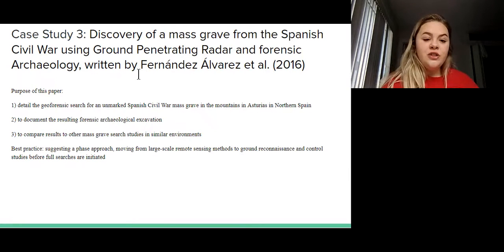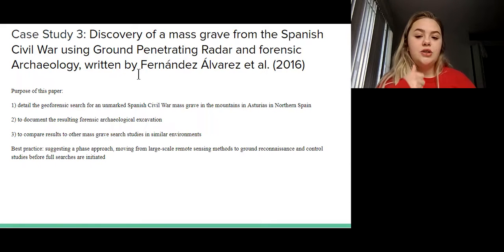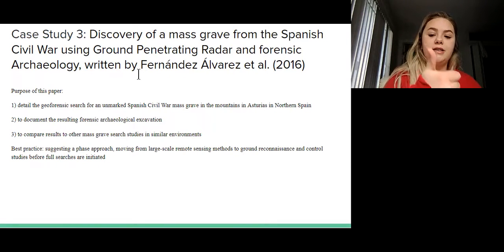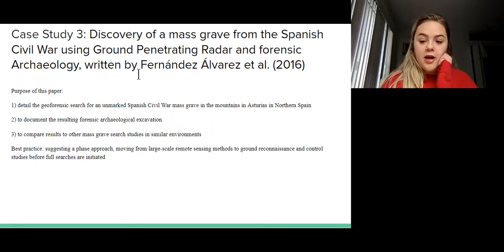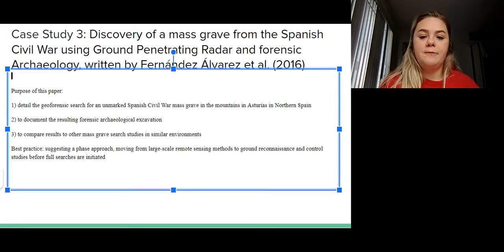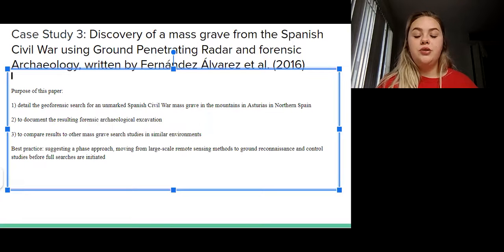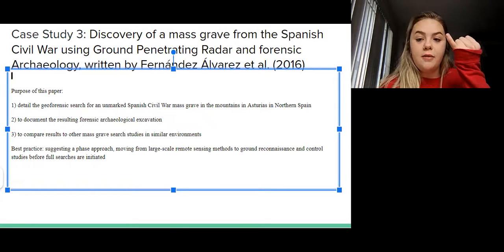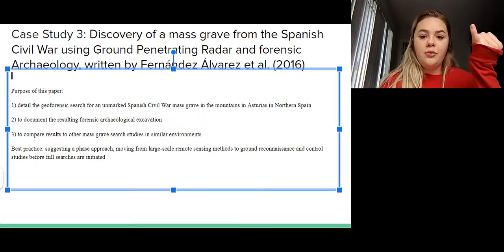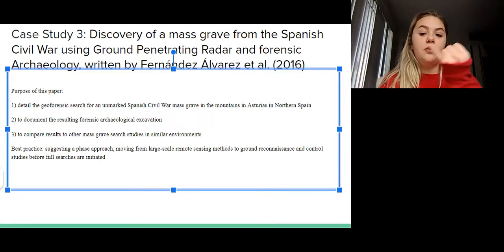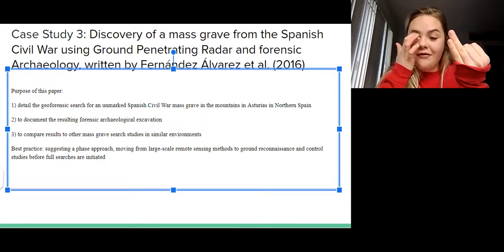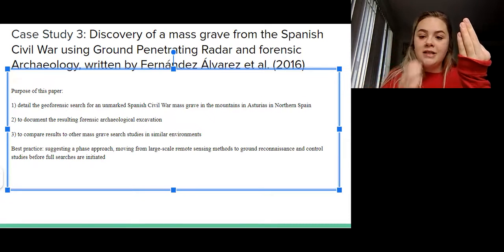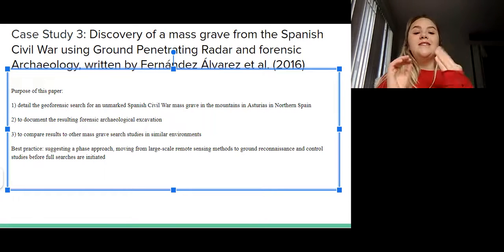The authors suggested the best practice is a phased approach, moving from large scale remote sensing methods to ground reconnaissance and control studies before full searches are initiated. So that's the approach that they took on for this. The purpose of the study is to first detail the geoforensic search for an unmarked Spanish Civil War mass grave in the mountains of Asturias in northern Spain, to document the resulting forensic archaeological excavation, and to compare results to other mass grave search studies in a similar environment.